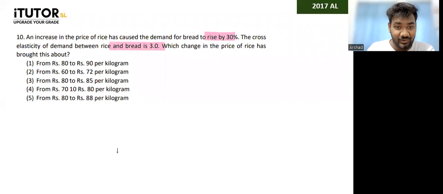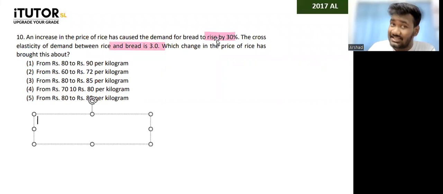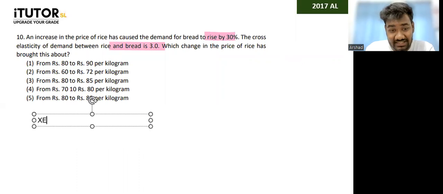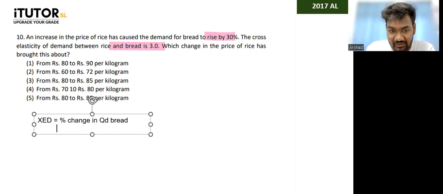Very easy one. So remember that we're talking about percentages here, so we'll use the XCD percentage equation. It is the percentage change in QD of good X, and what is X in our example? The increase in the price of rice. So the percentage change in QD of bread divided by the percentage change in price of rice. Are you all okay with the equation? Because the price of one good is changing, the demand for another good is changing, right? That is the XCD equation.